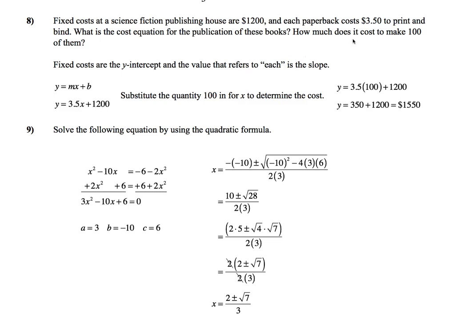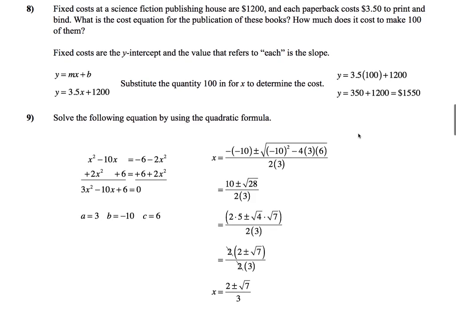Now we're asked how much does it cost to make 100 books? Well, to discover that, we substitute the quantity 100 in for x, and then work that out. We multiply out and add 1,200, and that gives us 350 plus 1,200, which is 1,550. So that's the cost to make 100, and this is the cost equation. Be sure that you include both in your answer on the final.